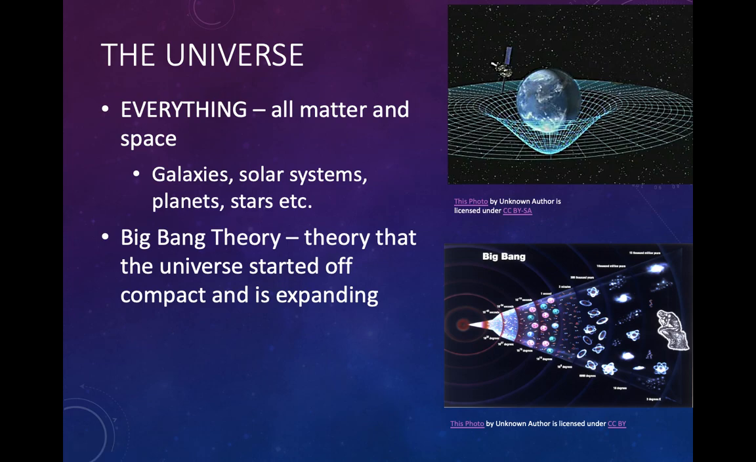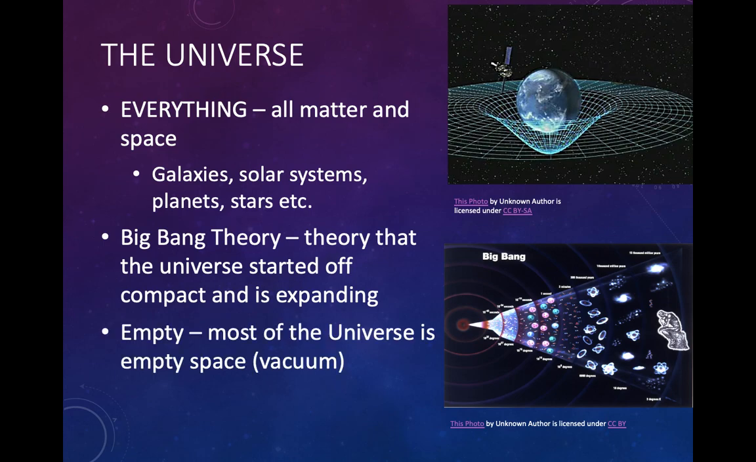And we're able to know this because by using our electromagnetic spectrum, we can see that galaxies are redshifted, which means they're actually moving away from us. Most of the universe is empty, meaning it's just full of space and it's a vacuum. So most of everything in the universe is just empty.